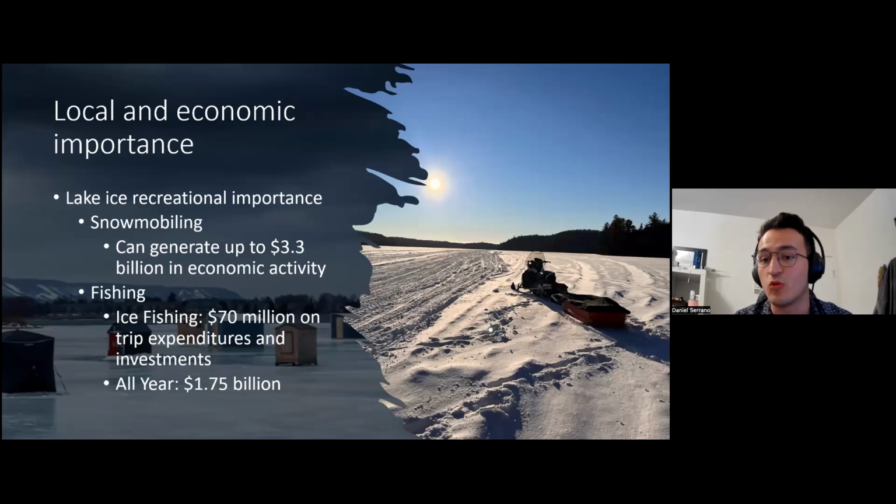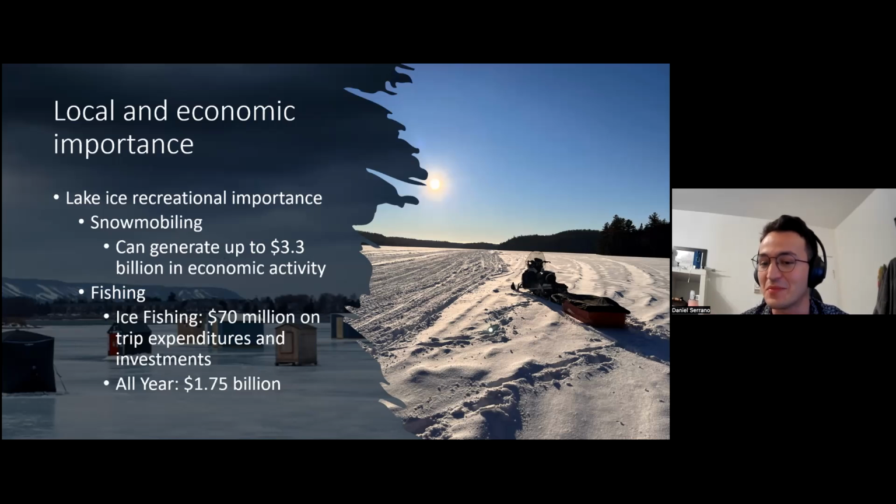Just to talk a little bit quickly and to highlight a little bit of the importance of the economy in these areas, in Ontario, for example, during the 2018 and 2019 winter season, the snowmobile industry generated about $1.6 billion and has the potential to generate up to $3.3 billion depending on the weather. And in contrast as well, fishing is really popular in many of these lakes, especially in the winter.